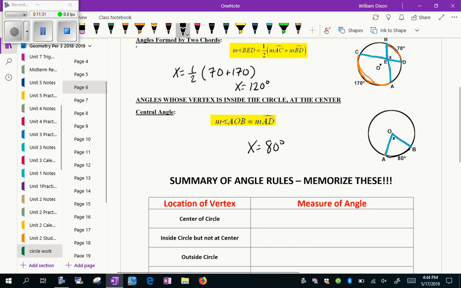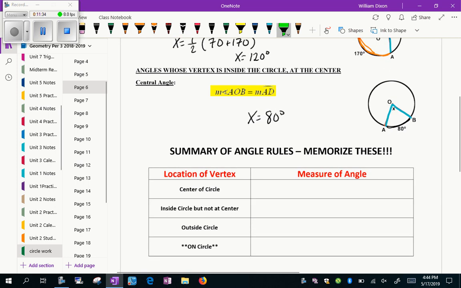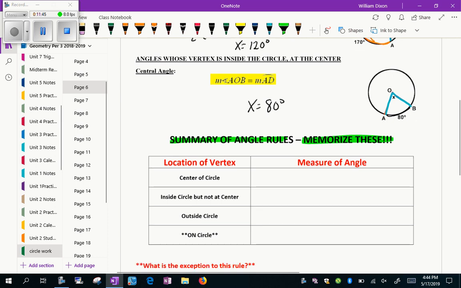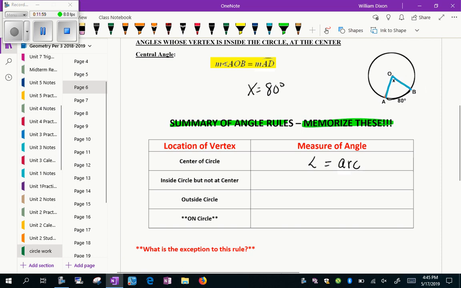So let's do a little summary. And something that's very important, obviously this is the summary, memorize. Okay, and there's actually not that many. So if you have the vertex at the center of the circle, well, the measure of the angle equals the arc. If you have a vertex inside the circle but not at the center, well, the angle equals 1/2 the sum, or that average.